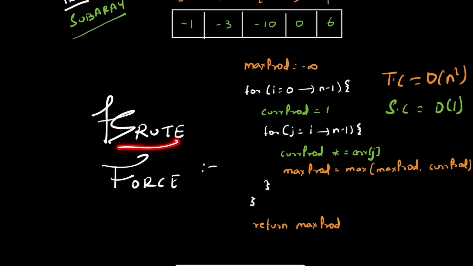First you will run the brute force code. Then you might find some issues with the brute force code. Then only you will optimize it, right? Now, will this code work for our given constraints? No, because our given constraint for n is 10 to the power of 5.